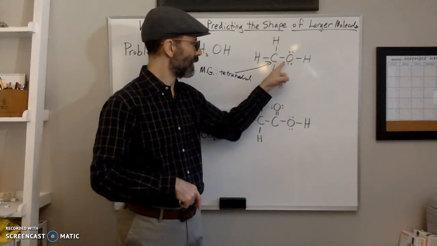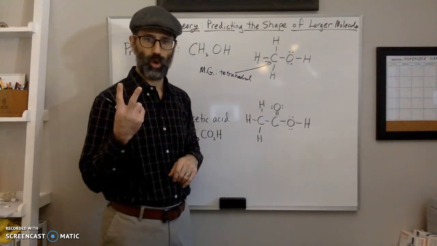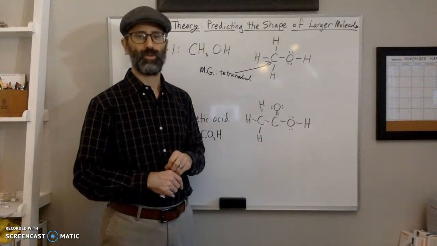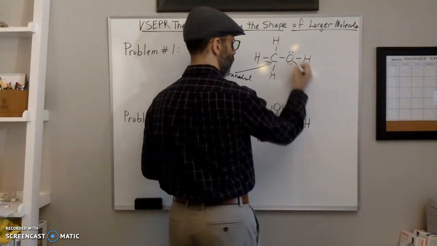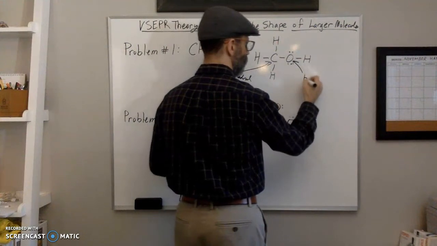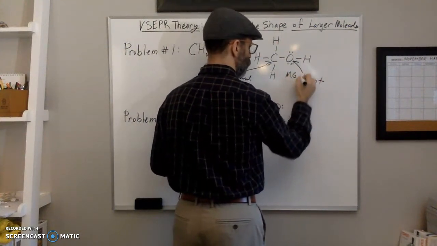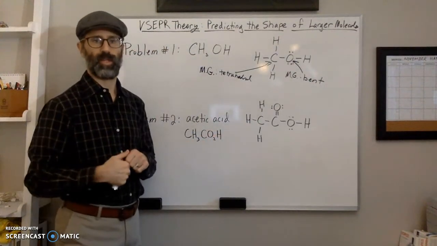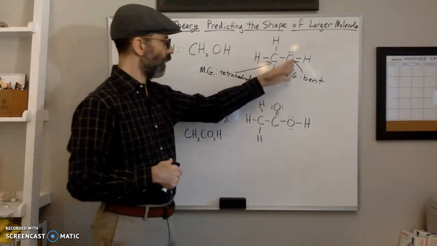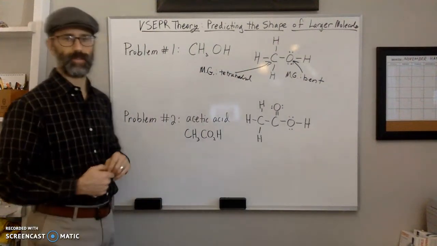So it's going to be bent here, because that's the molecular geometry when you have two lone pairs and two bonding groups, or two bonds. So here you would expect this part to be bent. So bent is the molecular geometry for the oxygen. So that's how you can determine the shape of the molecule at each of those central atoms.